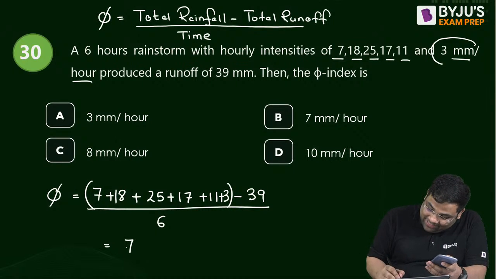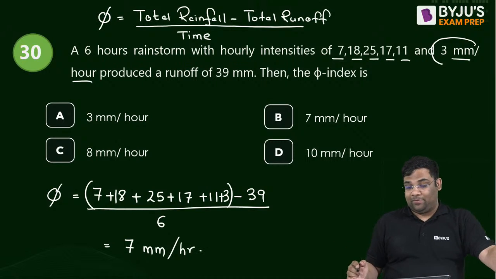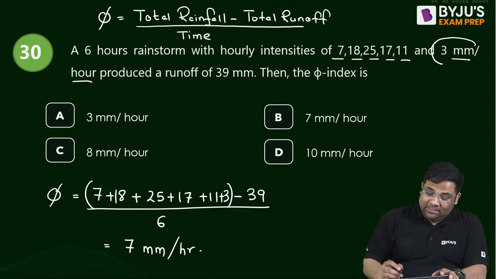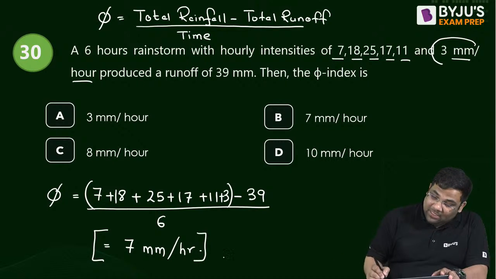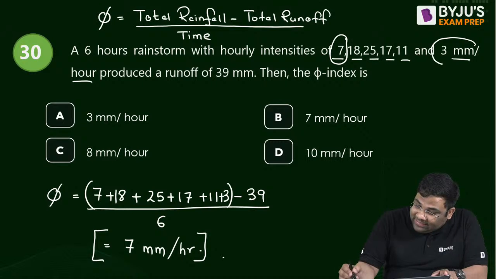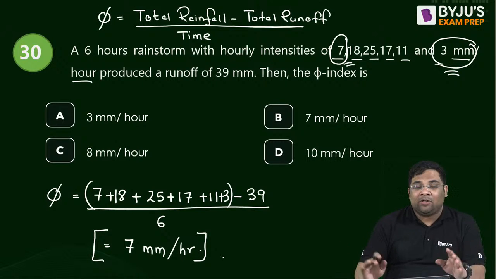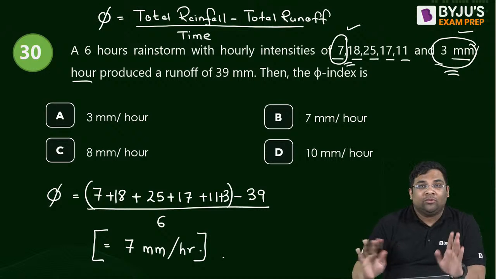Correct. I'm getting here 7 mm per hour. Yeah, this is the first step. Thank you very much. So this is the first step of finding the phi index. But you see that we have two intensities less than or equal to that. Subtract that, because all this will run out. So I will subtract that.